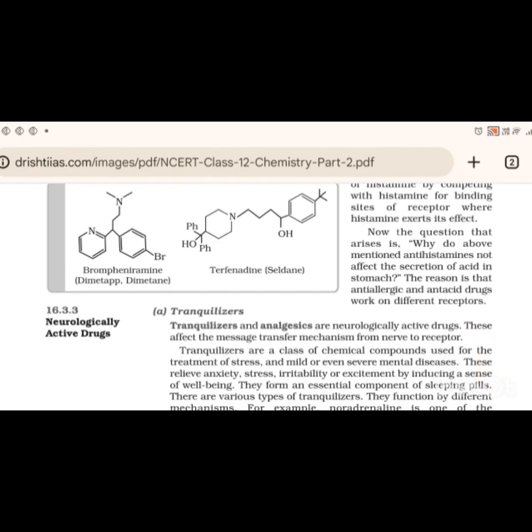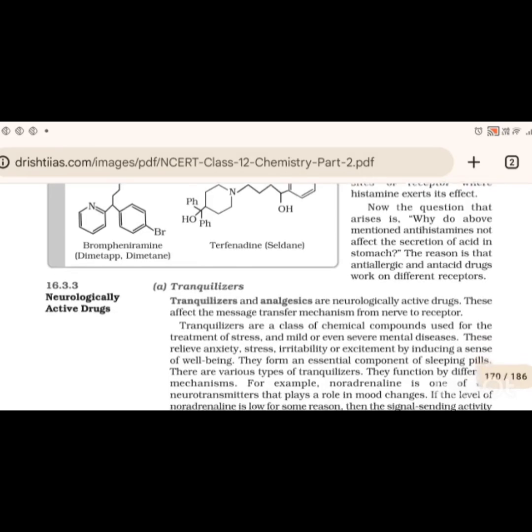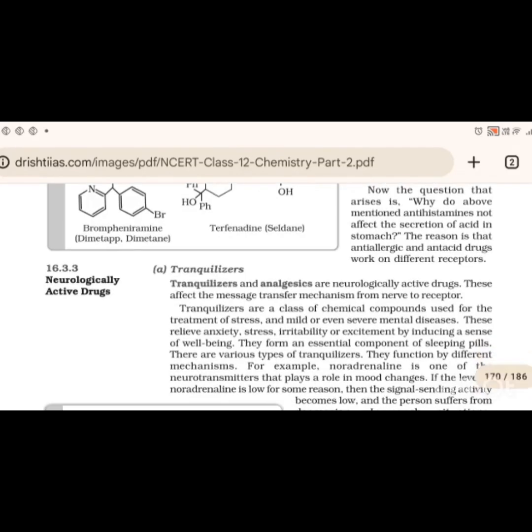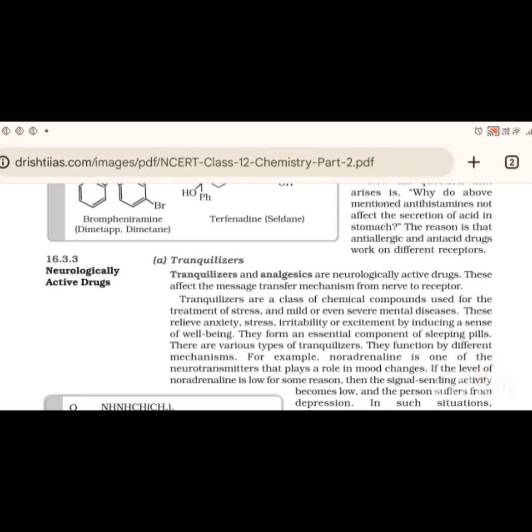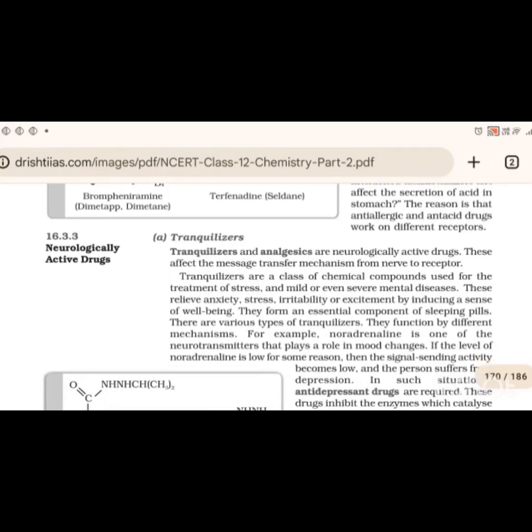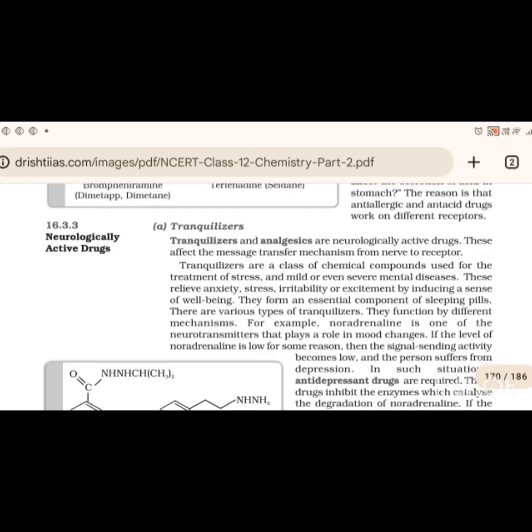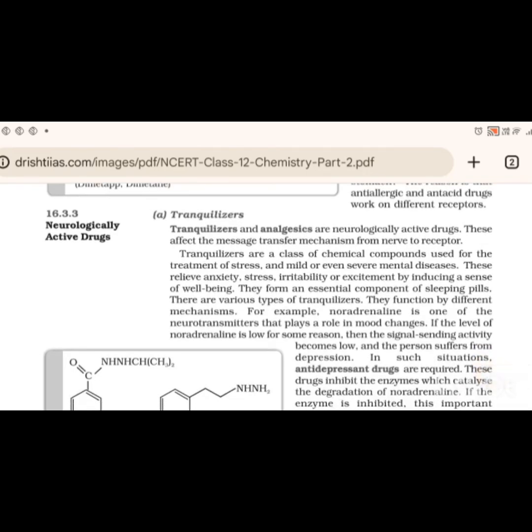Tranquilizers and analgesics are neurologically active drugs. These are a class of chemical compounds used for the treatment of stress and mild or even severe mental diseases. These relieve anxiety, stress, irritability, or excitement by inducing a sense of well-being. They form an essential component of sleeping pills. There are various types of tranquilizers. They function by different mechanisms.